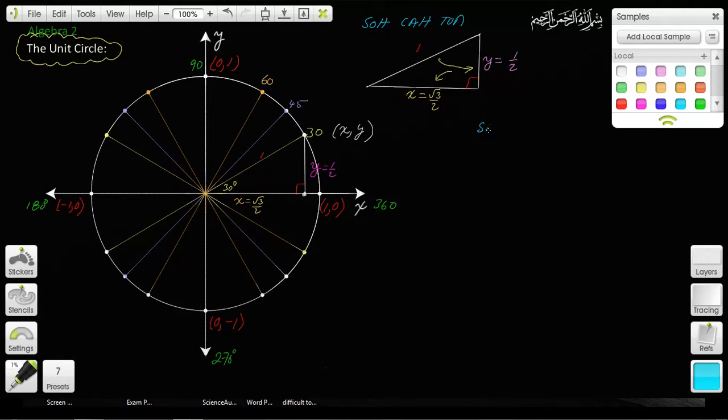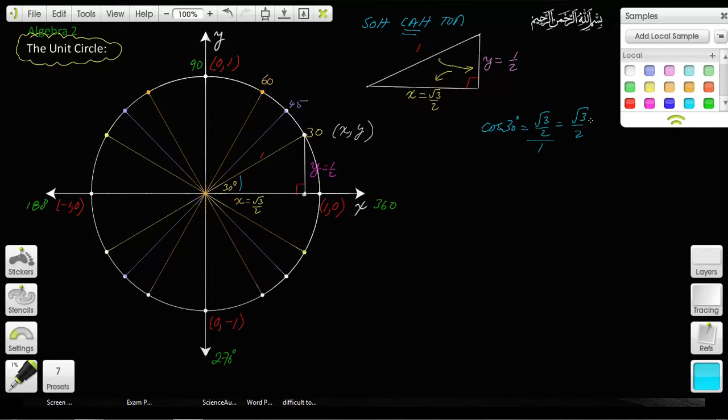What is cosine of 30 degrees in this particular angle right here? So cosine here would be adjacent over the hypotenuse. In this case, it would be square root of 3 over 2. The hypotenuse is 1, right? So this is square root of 3 over 2. Now we appreciate that cosine of 30 degrees is square root of 3 over 2, which is the same as x. So the x value, therefore, this distance here, represents the cosine of 30 degrees.